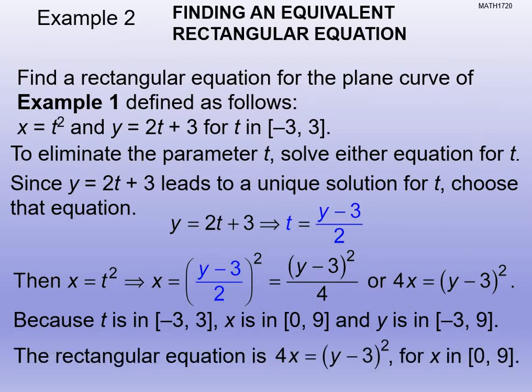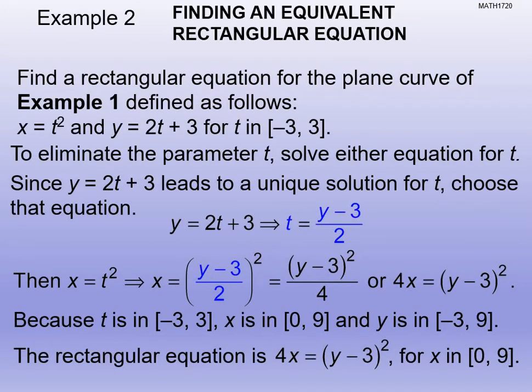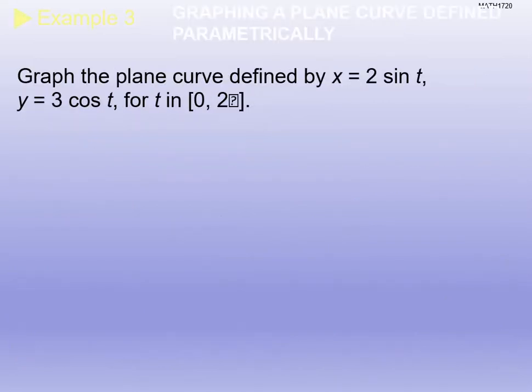So the rectangular equation for this is 4x equals y minus 3 squared, and our interval for x is 0 to 9. Then we can define what the interval is for y. What we need to do next is graph the plane here. That was example 1. All we did was take those two equations and come up with a single rectangular equation for those, an equation in terms of x and y that's related by t.